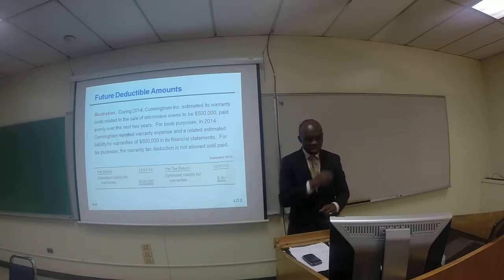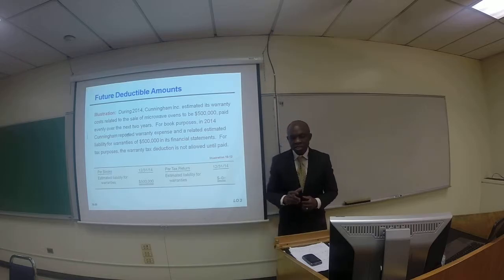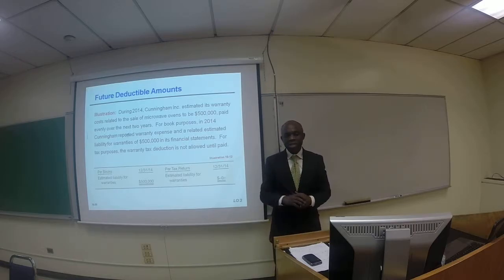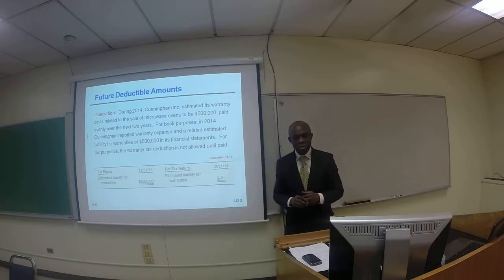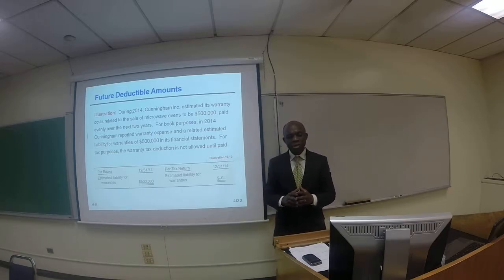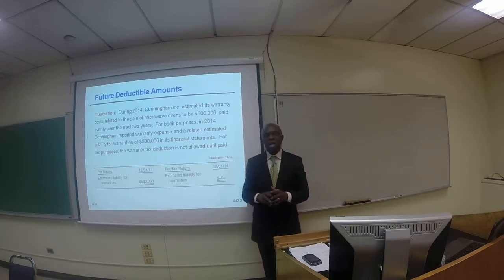So let's take a look at this illustration. During 2014, C Inc. estimated its warranty cost related to the sale of microwaves to be $500,000, paid evenly over the next 2 years. For book purposes, in 2014, C reported warranty expense and related estimated liability for warranties of $500,000 in its financial statements. For tax purposes, the warranty tax deduction is not allowed.